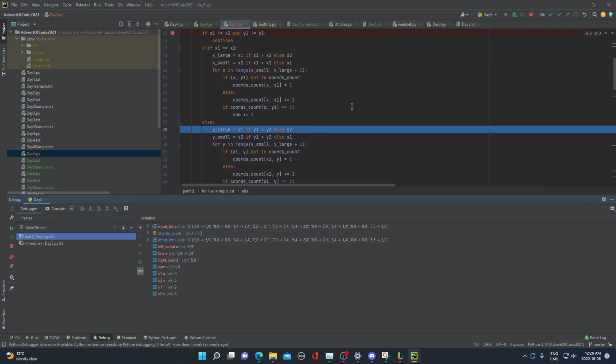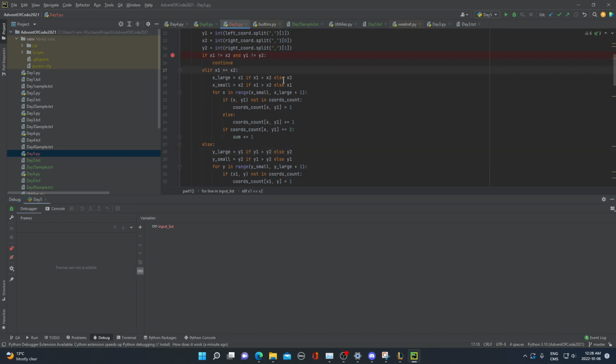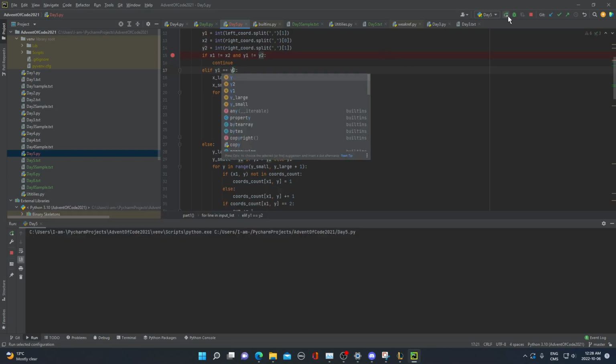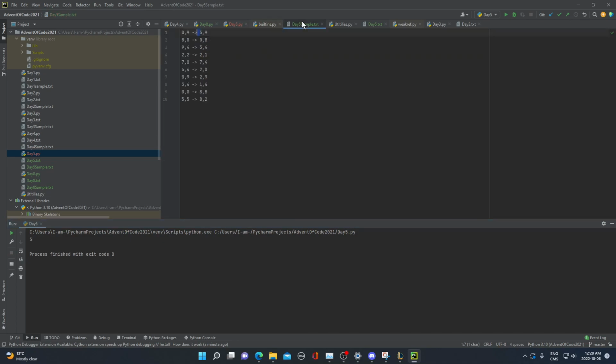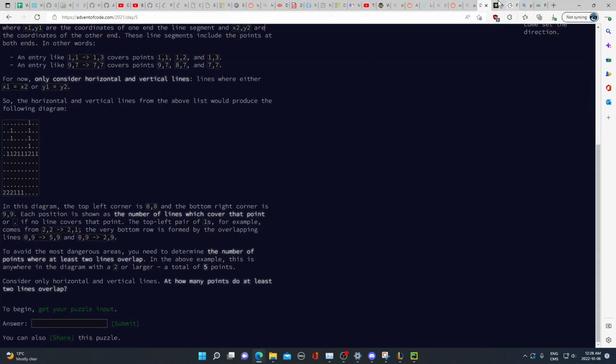Okay, I already see the issue. Since we're comparing different x's here, it should be y1 equals y2. So now I get 5. That's the correct one. Let's just copy this, the actual puzzle input.